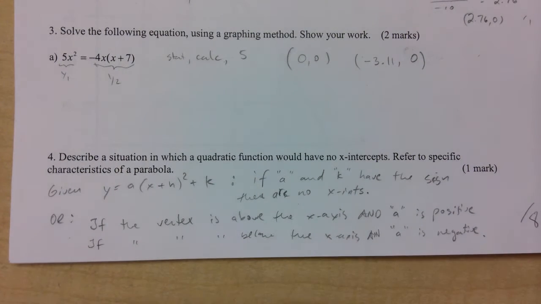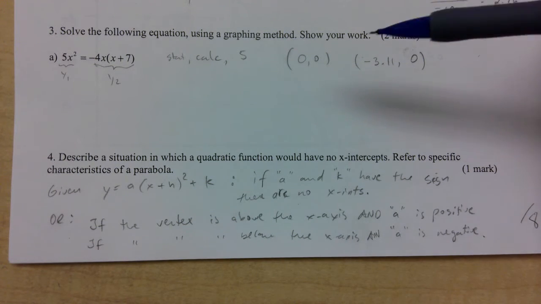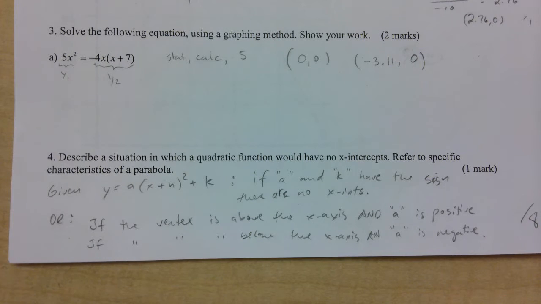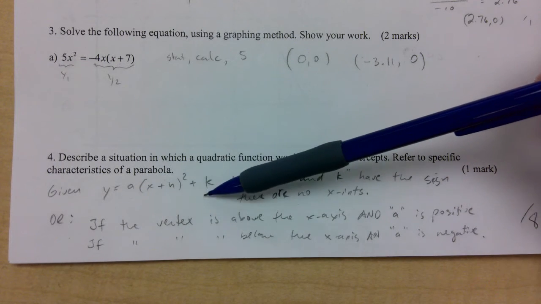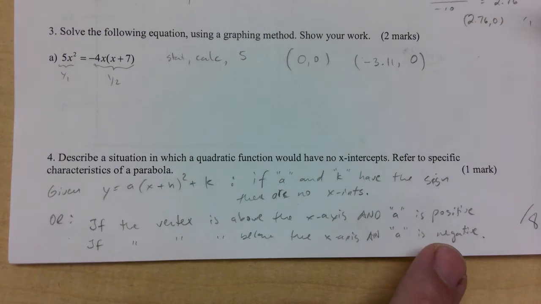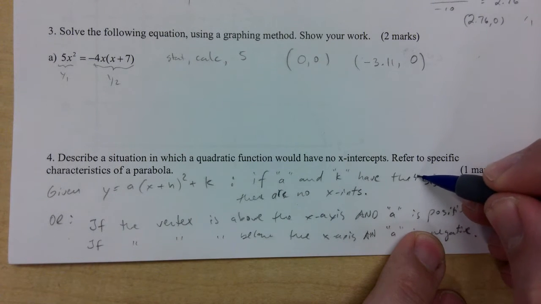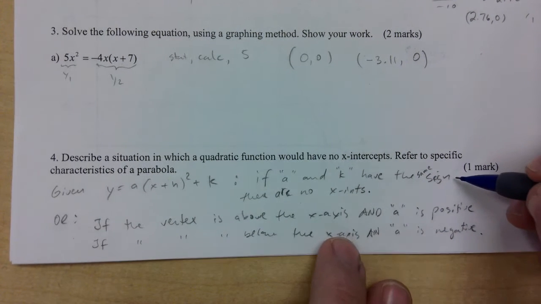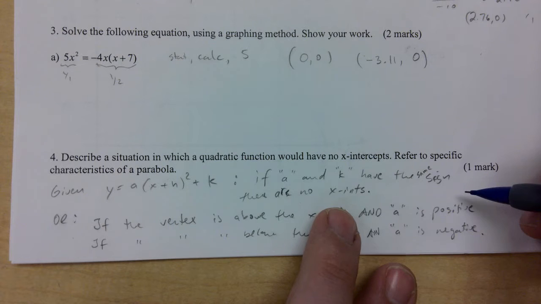Describe a situation of a quadratic function that would have no x-intercepts, referring to specific characteristics of the parabola. So you have to mention specific things like the vertex, the opening, right? A lot of you weren't wrong necessarily, but you weren't specific enough. So one way of answering that, given the descriptive form, is if a and k have the same sign, there are no x-intercepts.